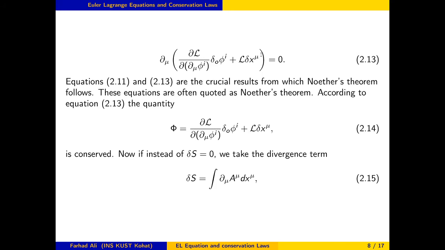So what does this equation tell me? This equation tells me that the total derivative of something inside the bracket is 0. That means the quantity inside the bracket is not changing under the total derivative operator. That means it is a constant for the total derivative operator.